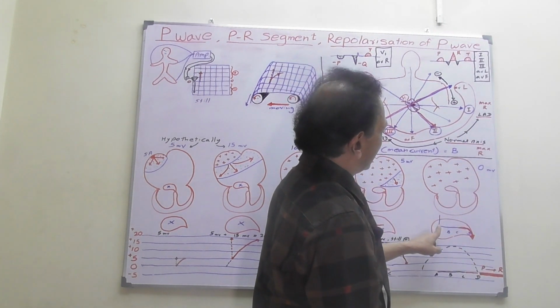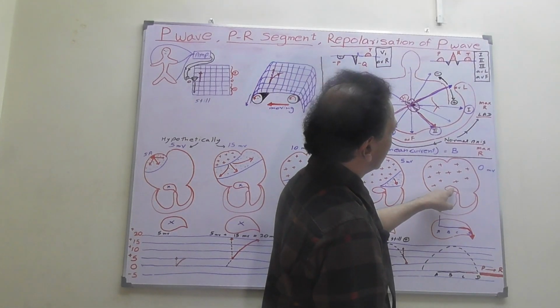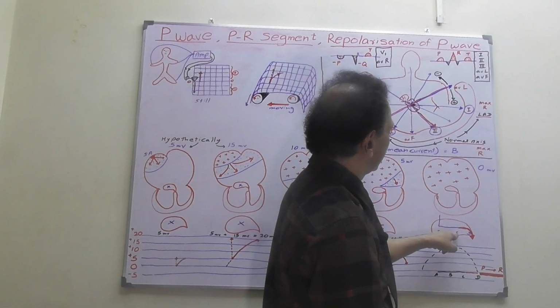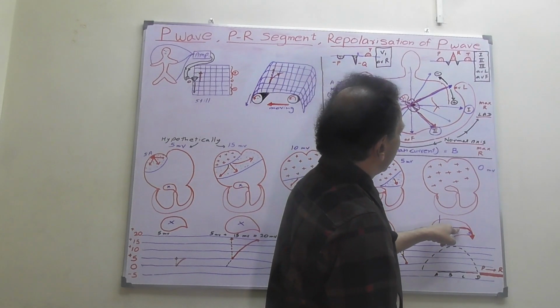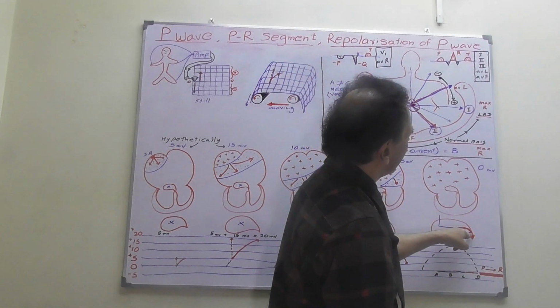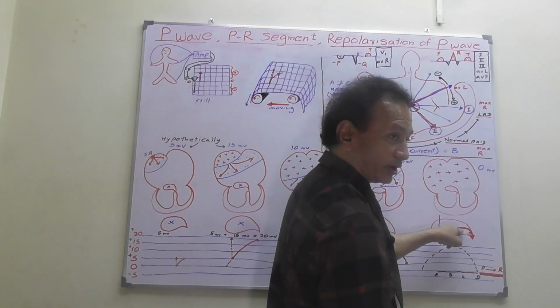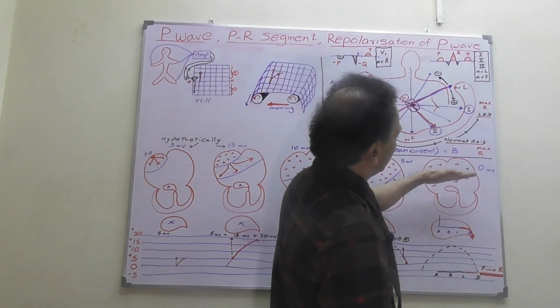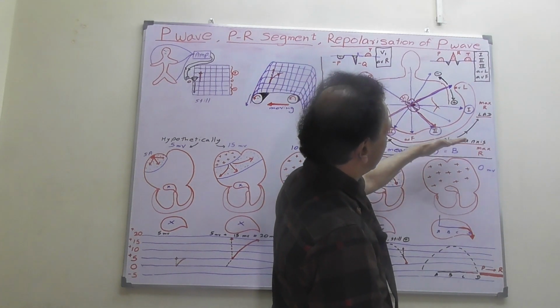So in the node, now it came up to the A to B and B to C. It came up to C. Now C to D, till the end part of the atria, the AV node, the current moves. Now there's no current moving in this area.